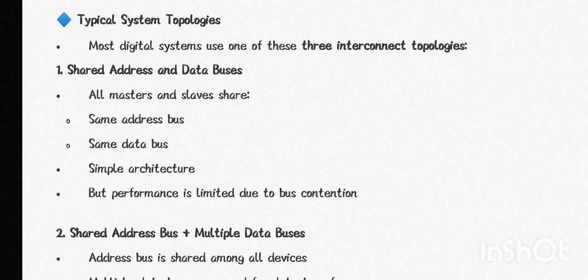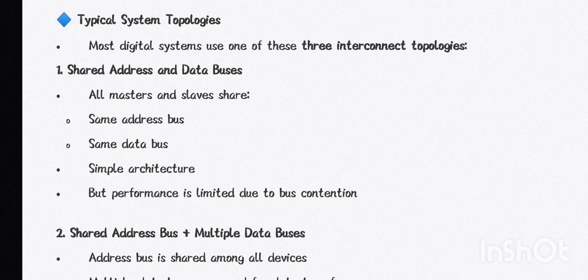Most digital systems use one of three interconnect topologies: shared address and data buses, shared address bus plus multiple data buses, and multilayer interconnect. In shared address and data buses, all masters and slaves share the same address bus and the same data bus. It is a simple architecture but performance is limited due to bus contention.